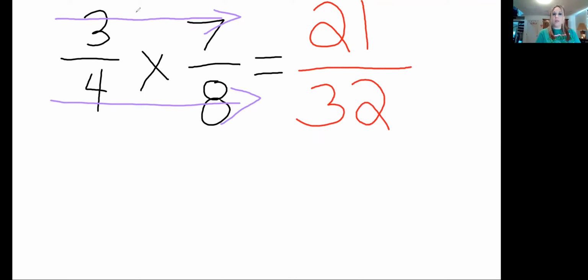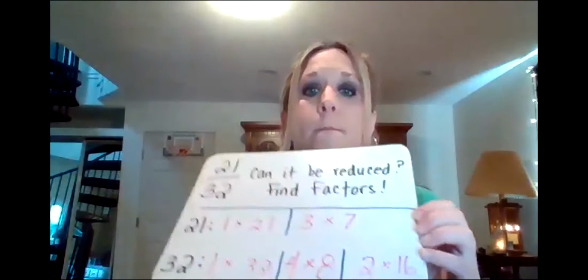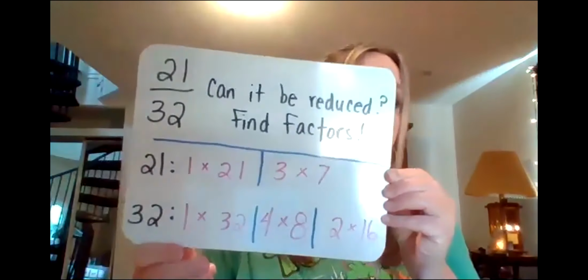32. Now, when I first see this fraction, these are pretty big numbers. So the first thing I would think in my brain is this has to be able to be reduced or simplified somehow. So whenever you see a fraction that you think has to be reduced or simplified, what do you do? Find the factors.